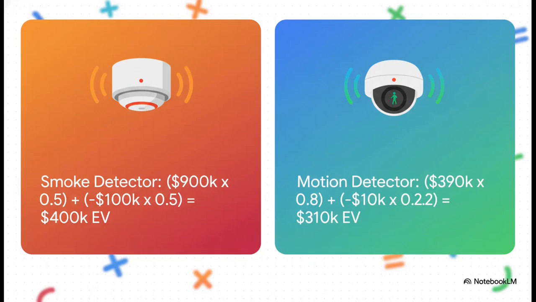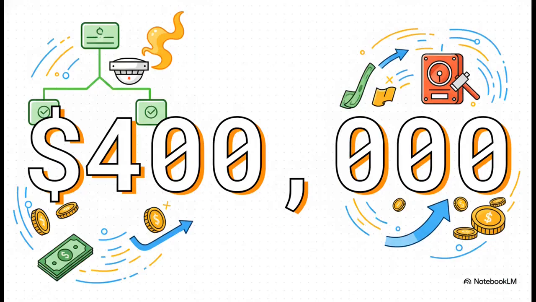Let's look at the math real quick. For the smoke detector, we take the massive payoff from a success times its 50% probability and add that to the loss we take from a failure times its 50% probability. That gives us an expected value of $400,000. We do the same calculation for the motion detector, and it comes out to an EV of $310,000. And just like that, the choice becomes crystal clear. The smoke and fire detector has the higher expected value. That means, on average, it's the most profitable bet.